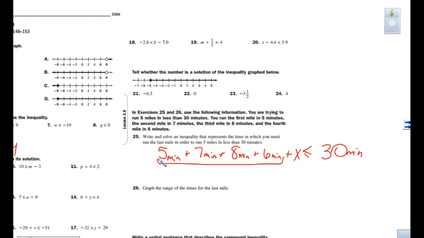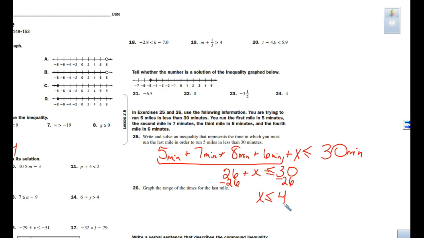We have 5 plus 7 plus 8 plus 6. So we are adding all of those. How much does that come out to be? 26. Plus X is less or equal to 30. So this is writing it. Now when we solve that, we're going to subtract 26 from both sides. And X will be less or equal to 4.